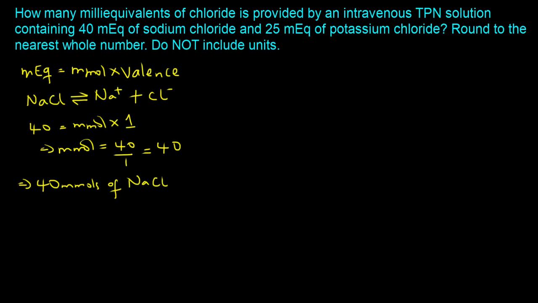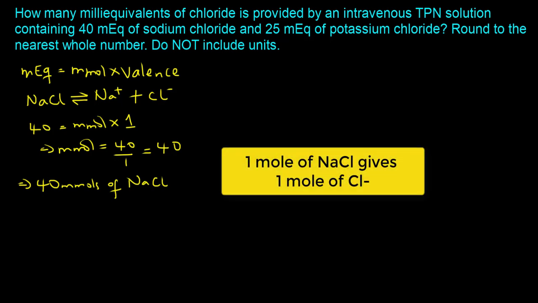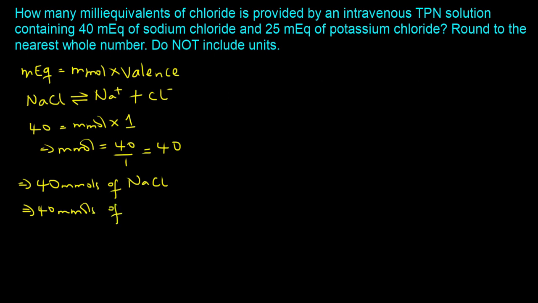So now when we looked at how the sodium chloride breaks down into a sodium cation and a chloride anion in an aqueous environment, we noticed that 1 mole of sodium chloride gives you 1 mole of a chloride ion. And so since we have 40 millimoles of sodium chloride, it implies we have 40 millimoles of the chloride anion. And so the milliequivalents we get for the chloride from sodium chloride will be 40 times the valence of the chloride ion, which is 1, and we end up with basically 40 as well. So 40 milliequivalents of chloride.